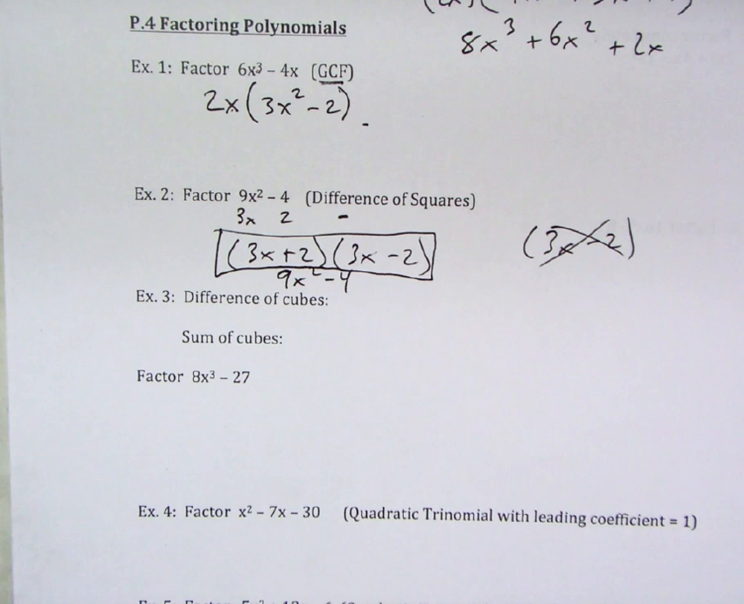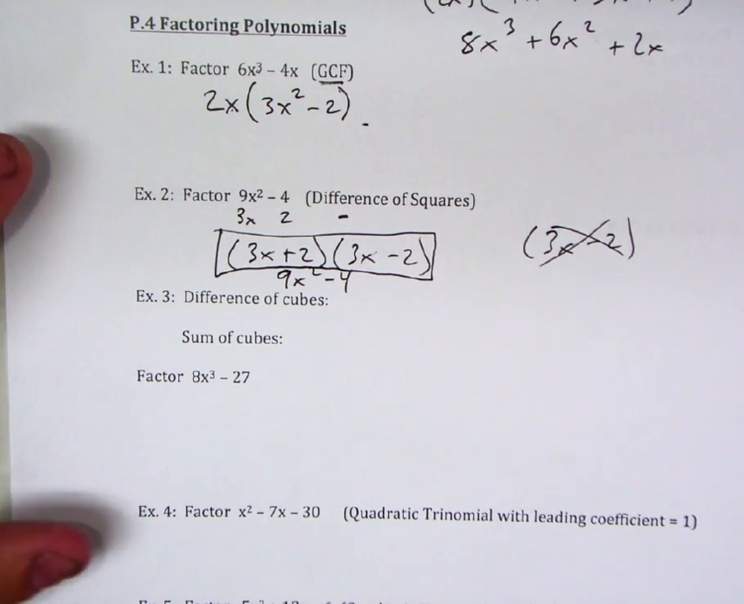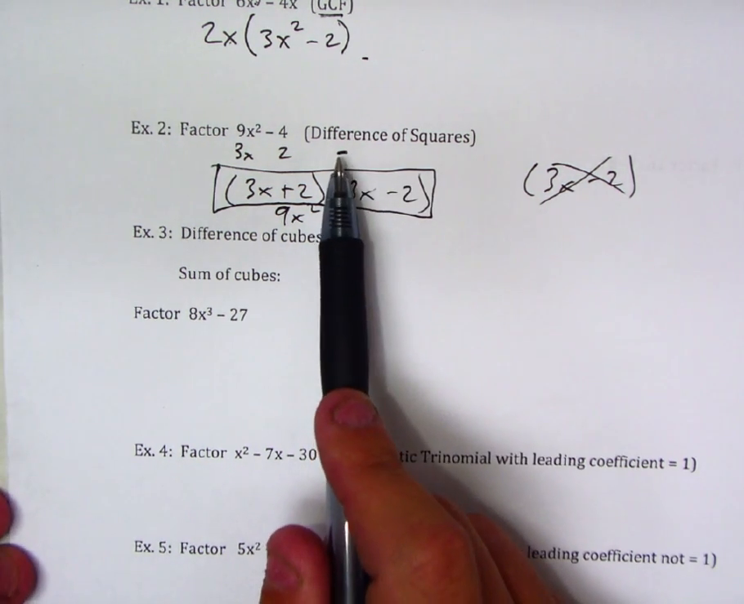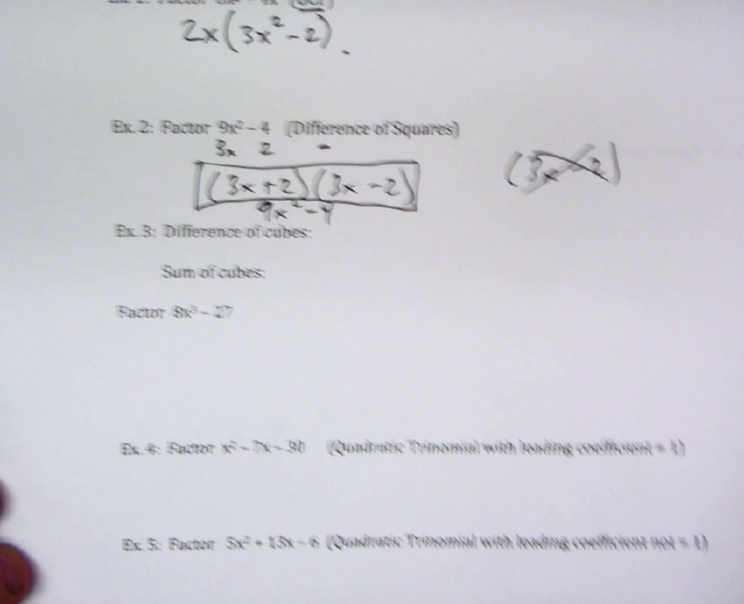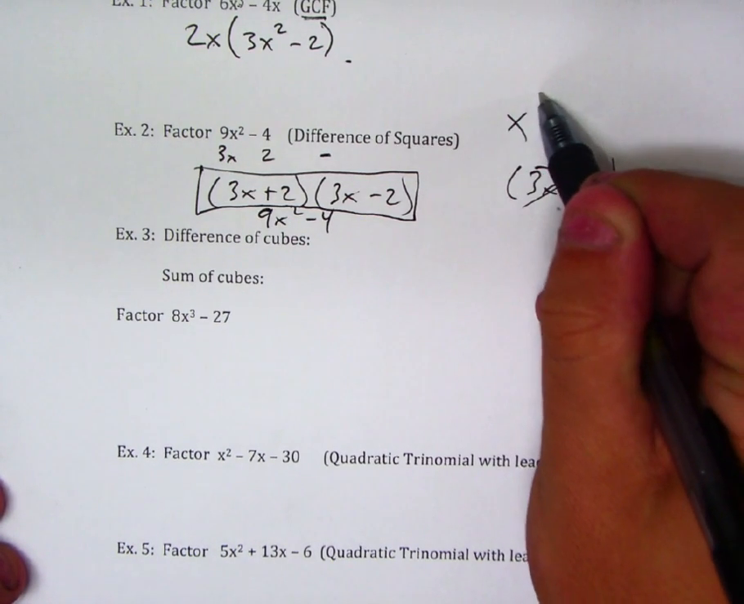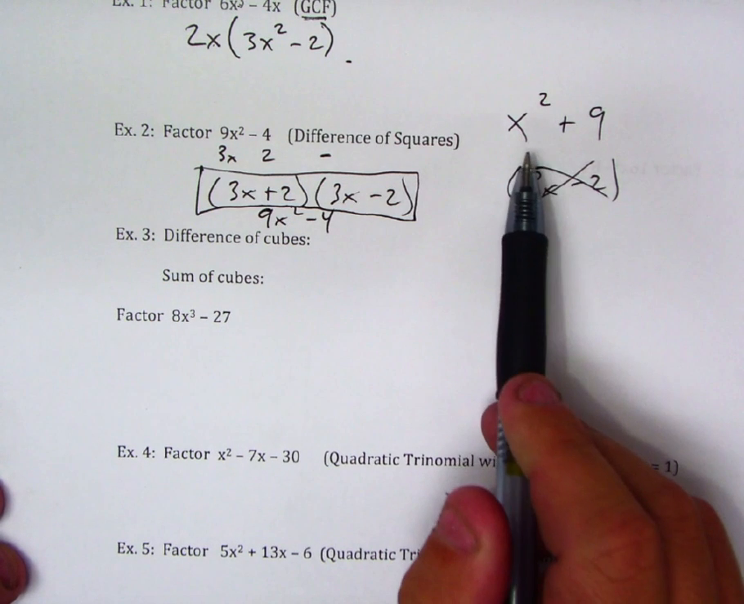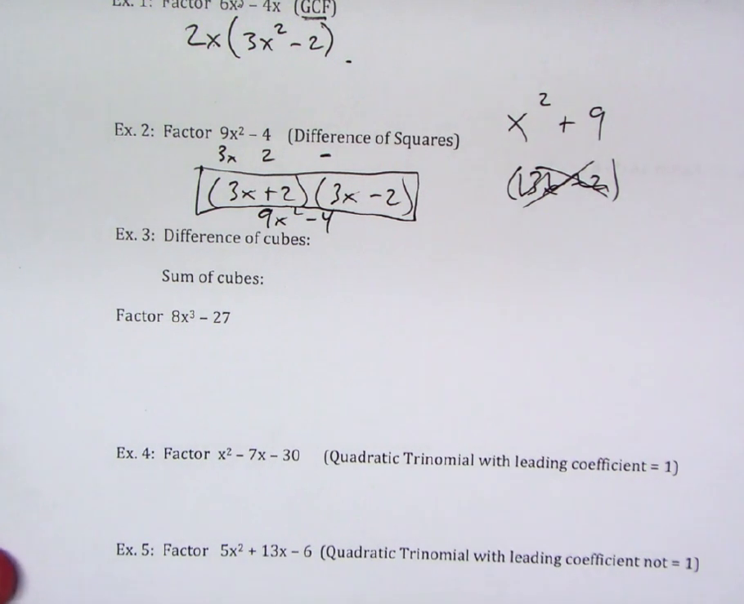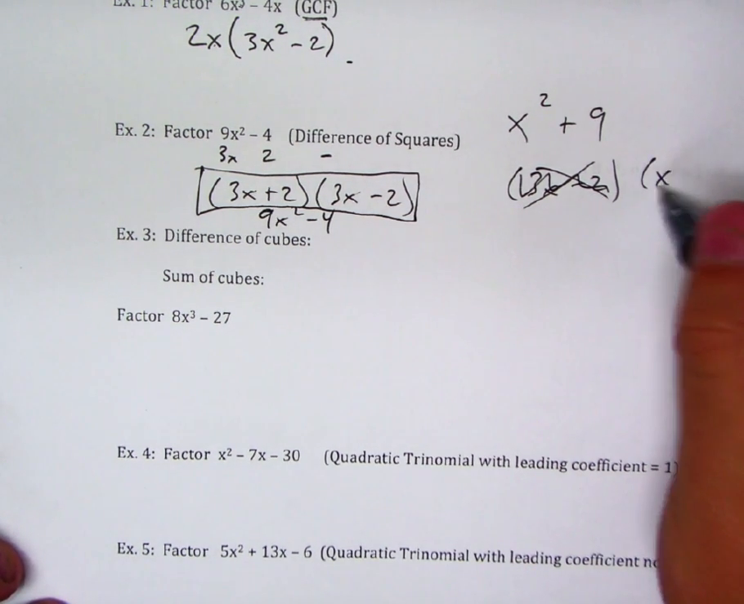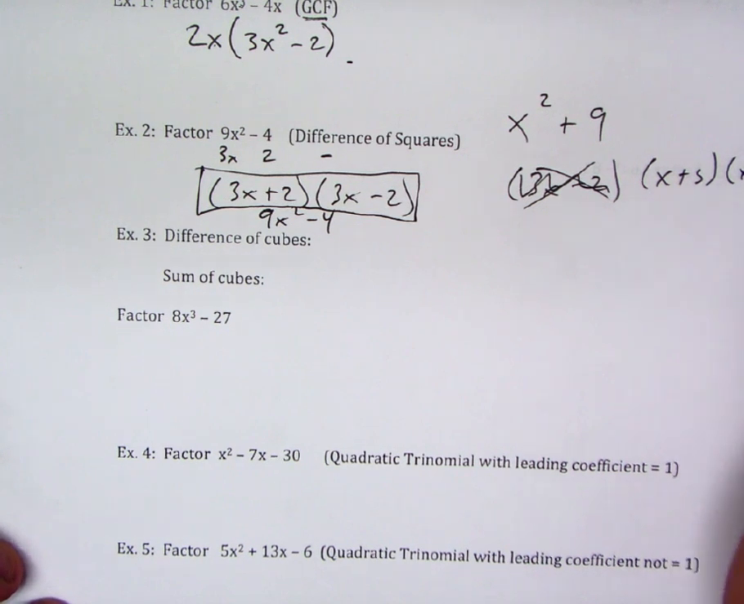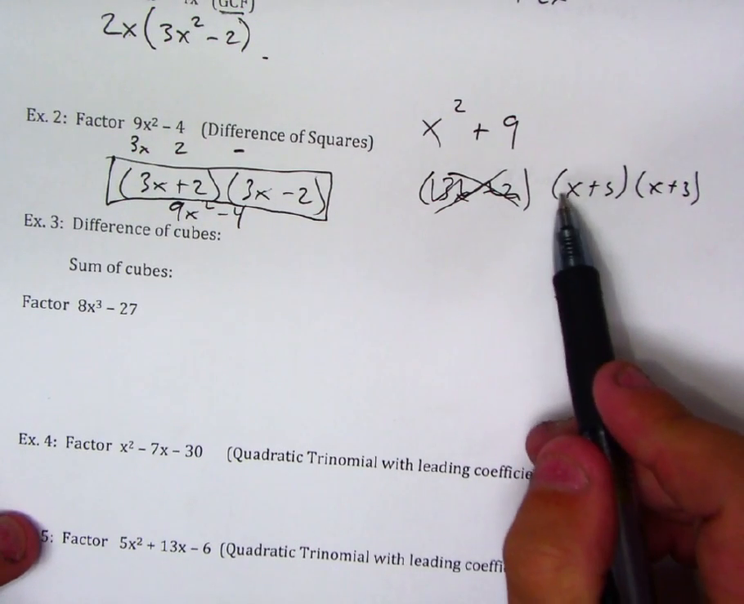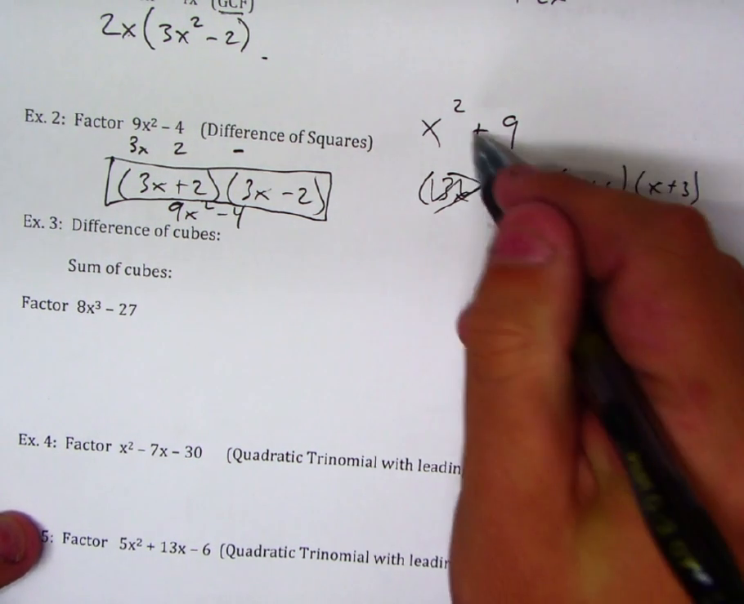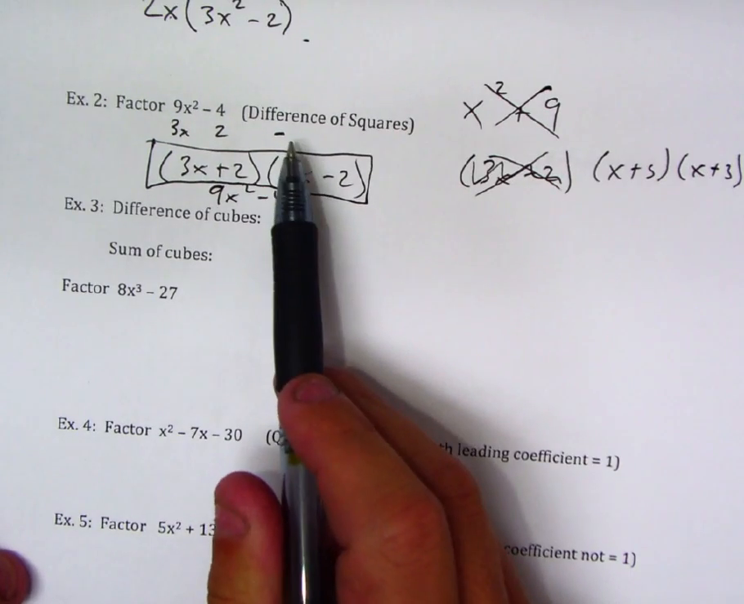So there's GCF. There's difference of squares. Now, these two are new. Now let me back up here. You can only factor a difference of squares. You cannot factor a sum of squares. If I said factor x squared plus 9, you cannot factor this. You can't do it. And some people are like, well, why don't you just do x plus 3 times x plus 3? Well, if you do that and multiply those out, you get x squared, and then you're going to get a 6x in the middle, which you don't want. So you cannot factor a sum of squares. You can only factor a difference of squares.